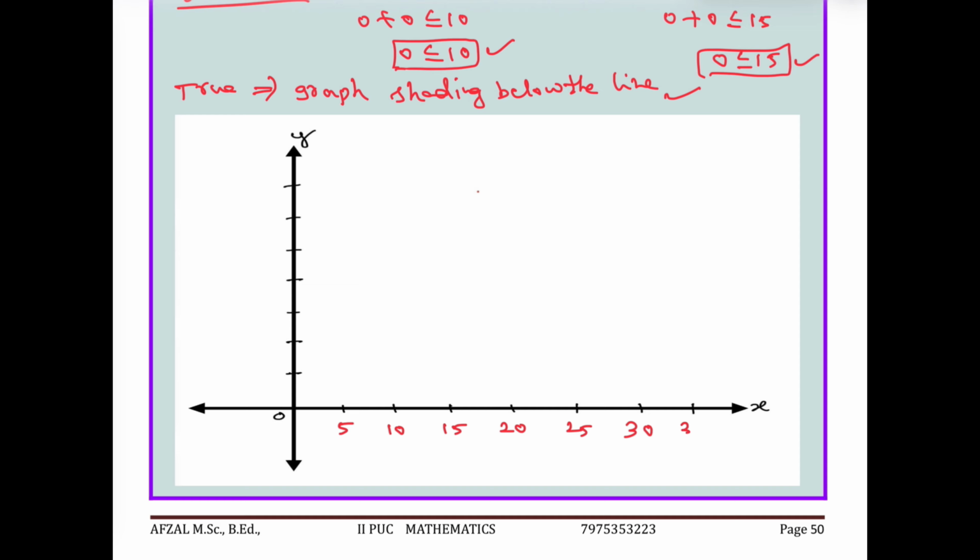Those who are preparing for second PUC board exams, today I am going to explain Model Paper 1 issued by the PU Board 2025-26. In that, all the questions I am explaining in easy methods. Watch my channel Mathematics with Afzal. Model question paper issued by the Karnataka PU Board 2025-26.